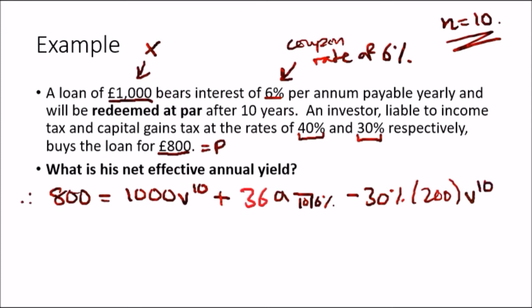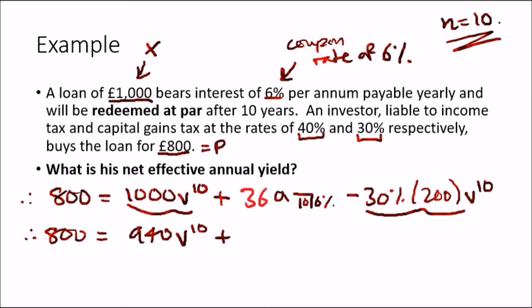Now immediately we can combine this unit and this unit because they have the same base, which is v to the power 10. So immediately 30% of 200 is 60. So 1,000 take away 60 will give us 940. So therefore our equation of value would be 800 equals 940 v to the power 10 plus 36 times the annuity payable annually for 10 years at 6%. And that's it, guys. So this is pretty much where we begin.